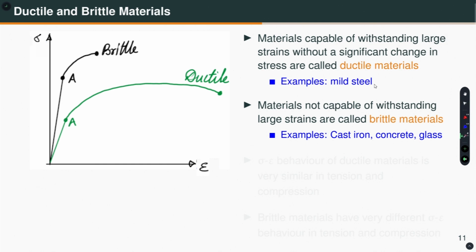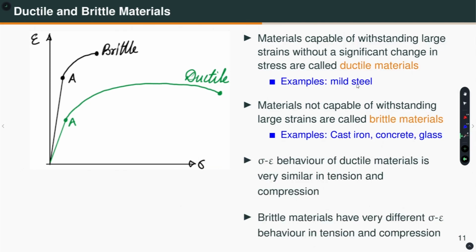Okay. They fail suddenly. So, here I am showing schematically the stress strain response of a brittle material, which, let us say, after the proportional limit only takes a little bit of strain and then it fails all of a sudden. On the other hand, a ductile material after the proportionality limit can withstand a large amount of strain, okay, without much change in the stress level. And so, examples of brittle materials are cast iron, concrete and glass. Example of a ductile material, as I said, is mild steel.